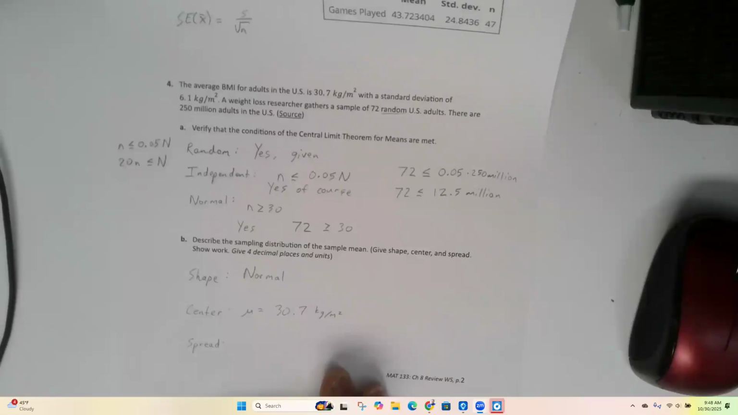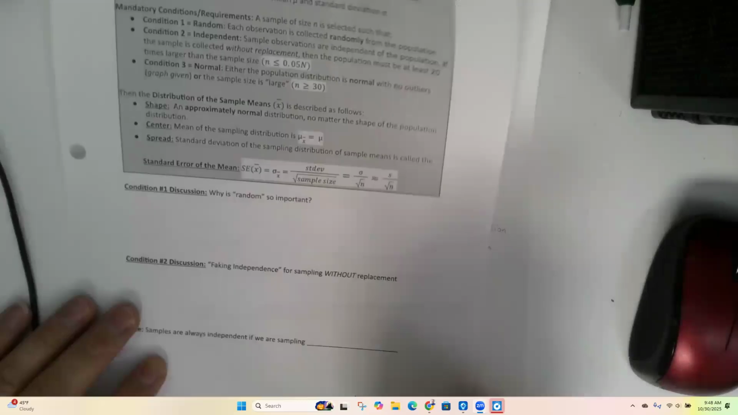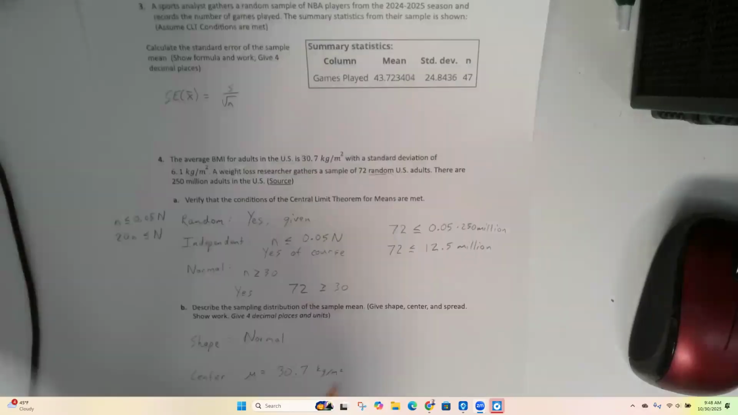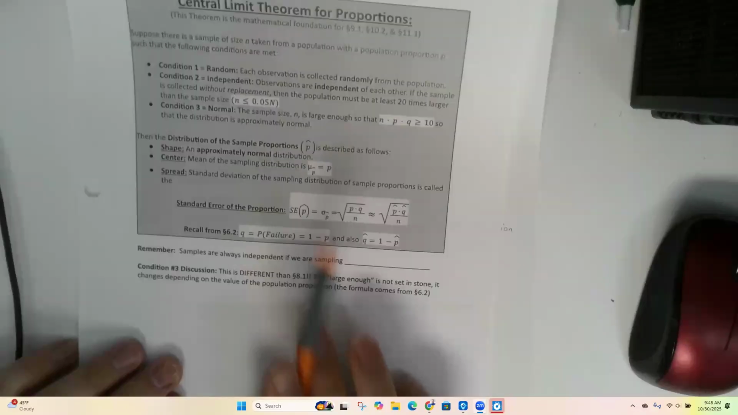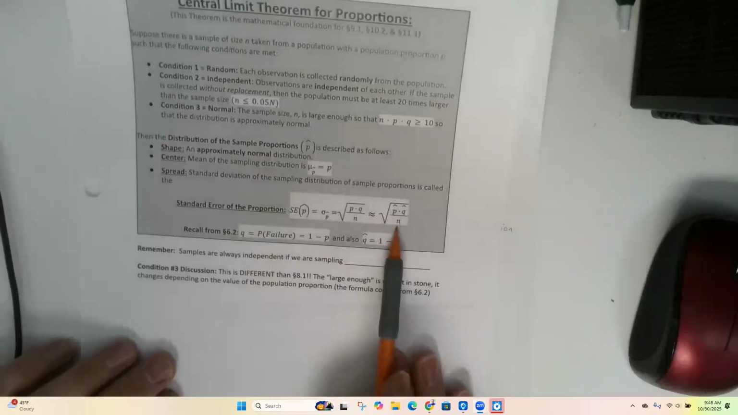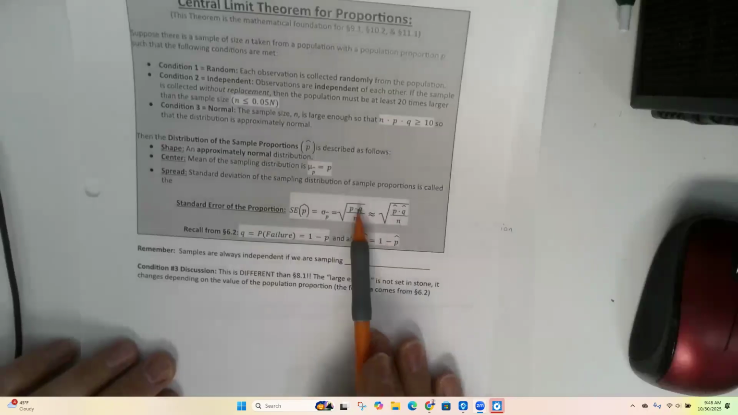Lastly, the spread. This one is also a little bit different depending on whether you are looking at means or proportions. If you're looking at means, which we are in this case, the formula is S divided by the square root of n. If you're looking at proportions, the standard error is the square root of p hat times q hat over n, or p times q over n if you know p and q. You don't always know p and q.